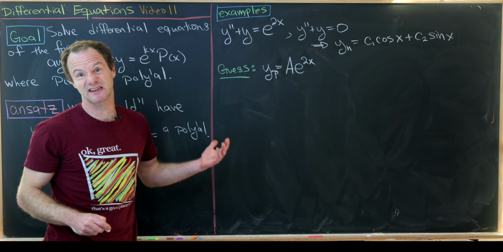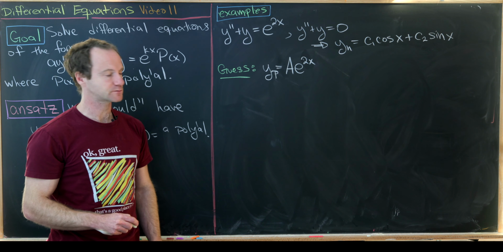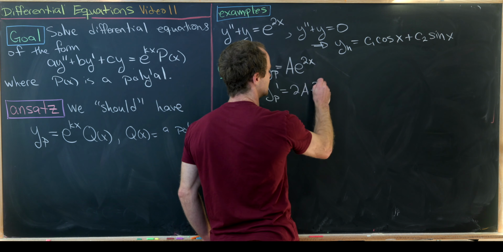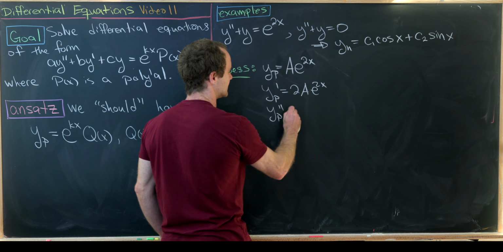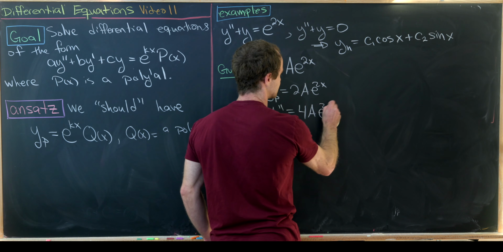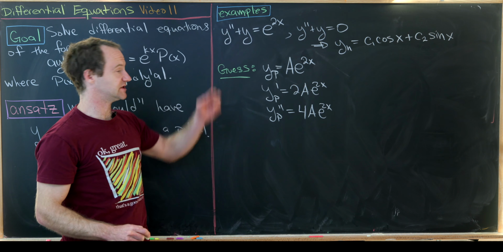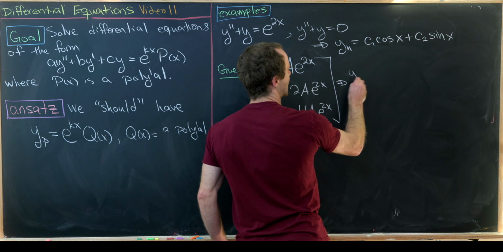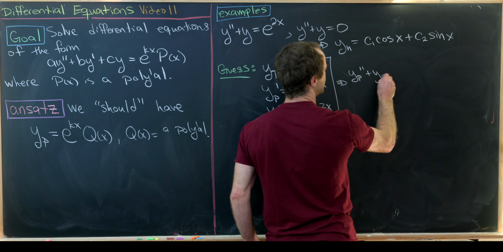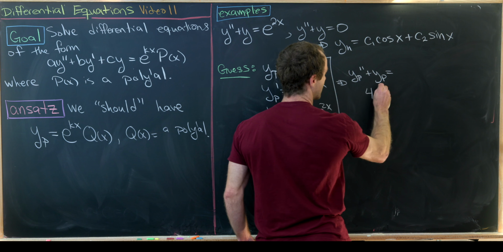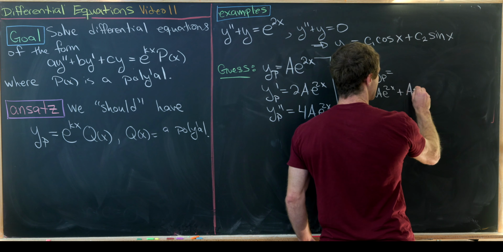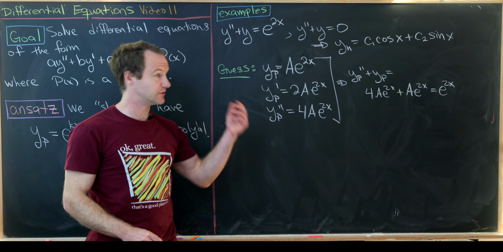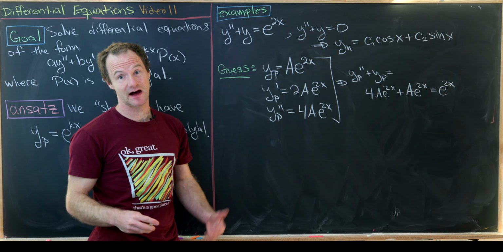So we'll use just a to be that constant polynomial. Now we'll calculate yp prime, which is 2a e to the 2x, and then yp double prime, which is 4a e to the 2x, and then plug this into our original differential equation and see what that leaves us with. So we'll have yp double prime plus yp. In this case, we'll have 4a e to the 2x plus a e to the 2x equals e to the 2x. So the first thing that we can do is divide by e to the 2x to get that out of there.